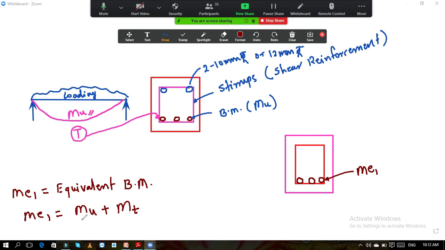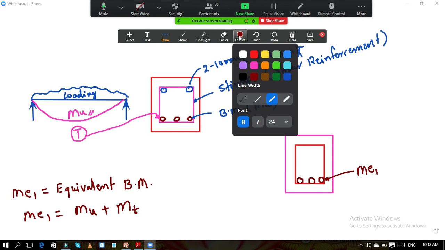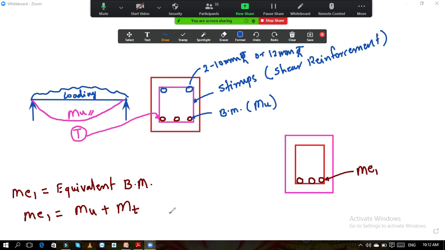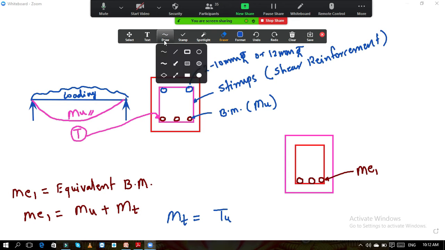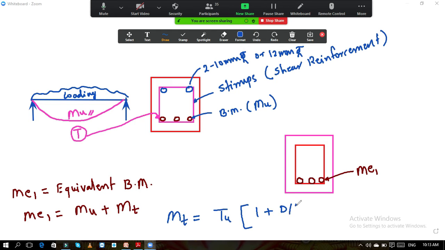And again this Mt you can calculate with one more formula: Mt is equal to Tu times (1 plus D by b) divided by 1.7. All these formulas are given in the IS code. You don't worry about the formulas; it is just to understand what I am trying to tell you. Have you understood this?